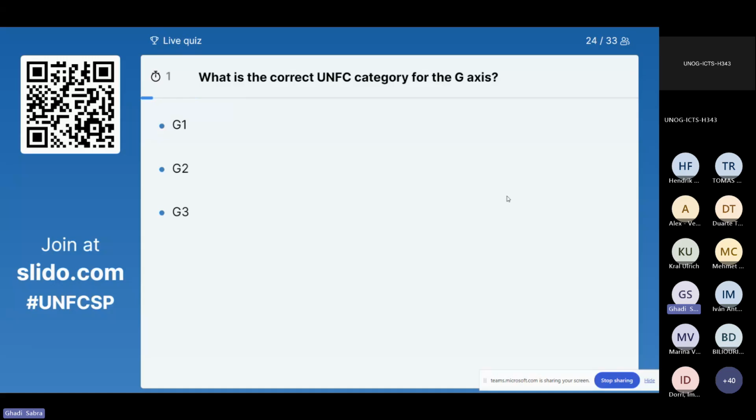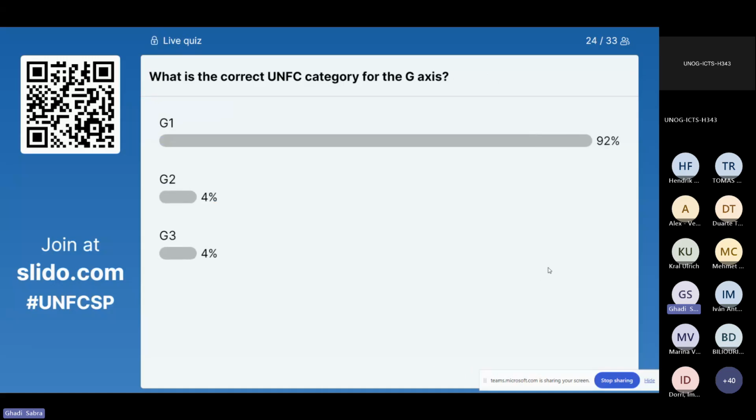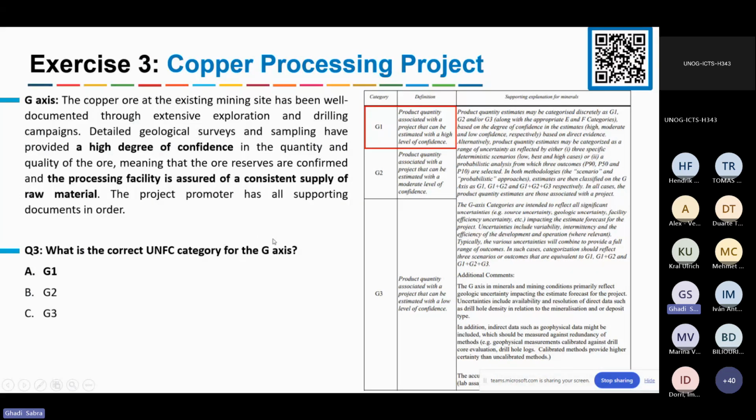3, 2, 1. So the majority has answered G1, which is correct. Yes, so here we have a high degree of confidence. The processing facility is assured of a consistent supply of raw materials. Let's remember, it's in a mining area with a long history of mining.